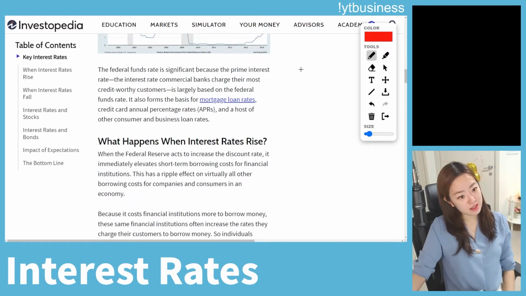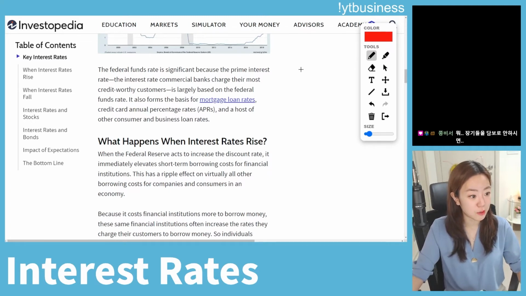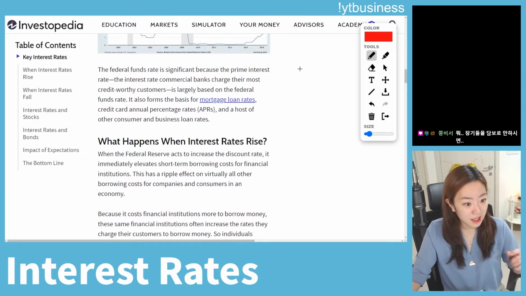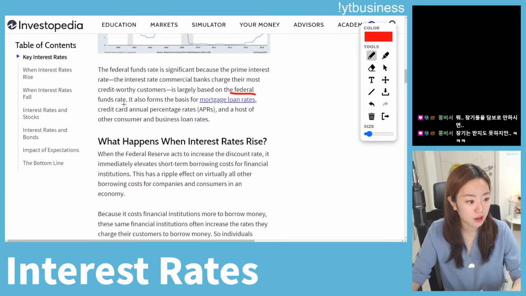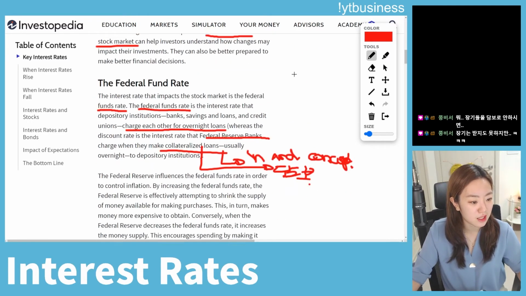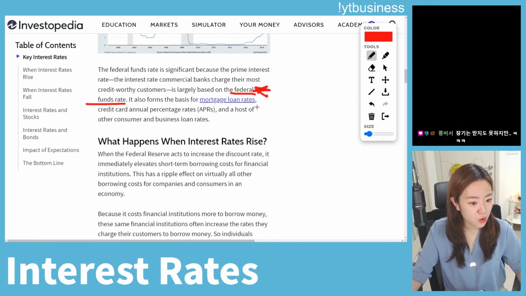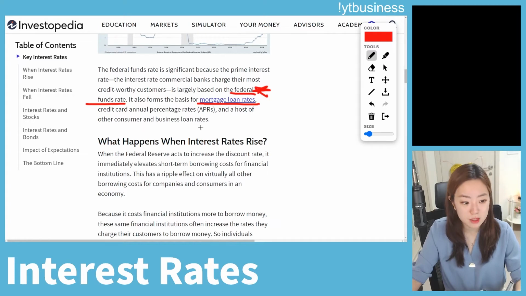The federal fund rate is significant because the prime interest rate, the interest rate commercial banks charge their most creditworthy customers, is largely based on the federal fund rate. 이게 중요한 거네. This federal fund rate is very important. It also forms the basis for mortgage loan rate, and the credit card annual percentage rate, and a host of other consumer and business loan rates. So this kind of is the basis. Oh, it says it here.